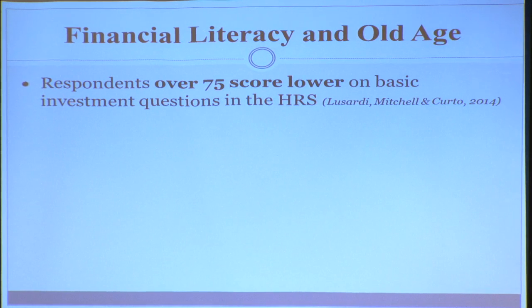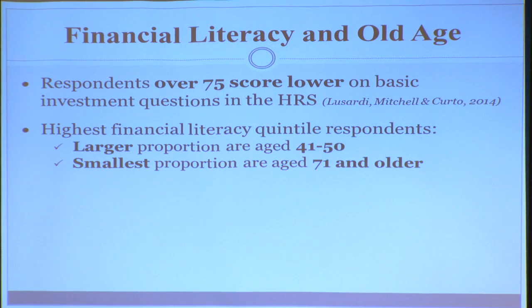There have been a couple other studies that would suggest, in financial literacy, that this might in fact be a thing. Lusardi, Mitchell, and Curto were looking at demographic predictors of financial literacy, and they stick in a dummy variable for age 75 and older, and lo and behold, it is negative and statistically significant. And there's also some evidence from other studies in the descriptive statistics that among those in the highest quintile of financial literacy, there's a smaller proportion of those who are 71 and older.